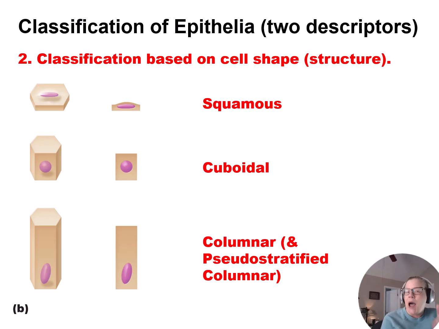So notice what's happening here. The nucleus is always going to adopt the approximate shape of the cell. So if the cell is flat, the nucleus is flat. If the cell is as wide as it is tall, the nucleus is going to be as wide as it is tall. If our cell's stretched out, our nucleus is also going to be elongated and look like it's stretched out.